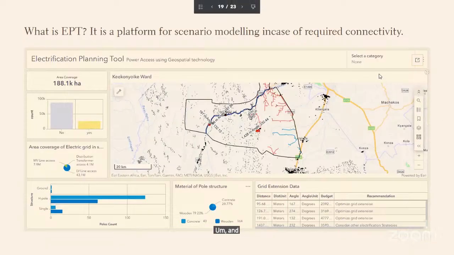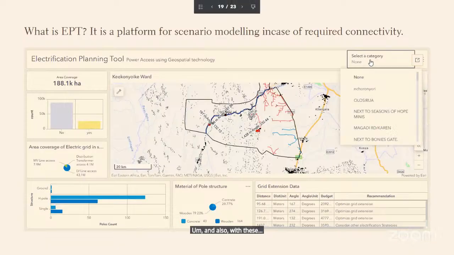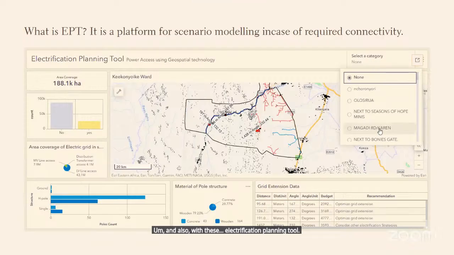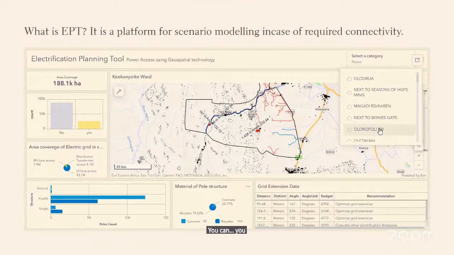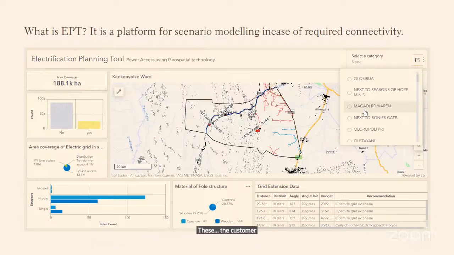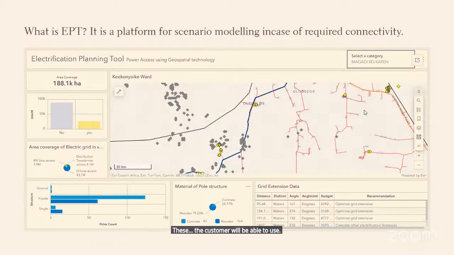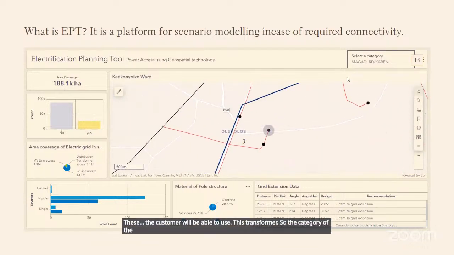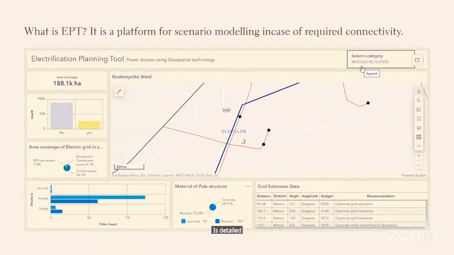And also with this electrification planning tool, you can choose, let's say a customer is along Magadi Road or Karen, the customer will be able to use this transformer. So the category of the transformer is detailed with respect to their physical location.